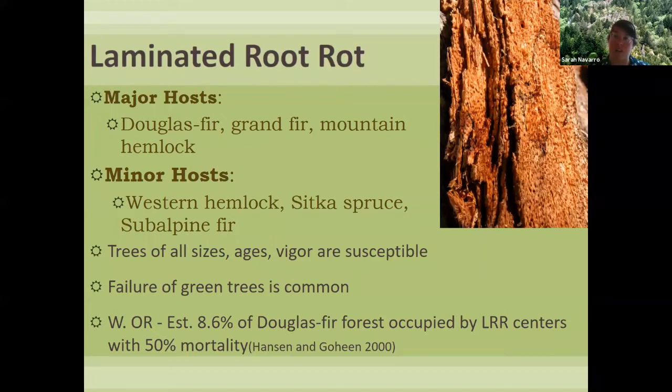So it doesn't matter how well your trees are growing on the site, laminated root rot will come in and infect them. Failure of green trees is common with this disease because it can travel up to 1 foot a year along the roots of infected trees. And so the roots can be completely colonized down below, and then you get a wind throw event where you just saw in the previous photo the tree with no roots. That's really common with the tree still having a full canopy. And then lastly, studies have shown that an estimated 8.6% of Douglas fir forests are occupied by laminated root rot centers in Western Oregon with about 50% mortality.